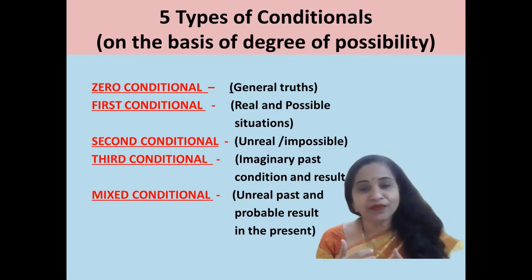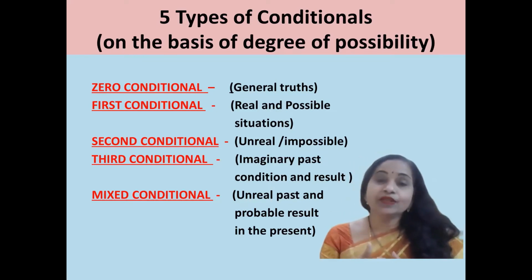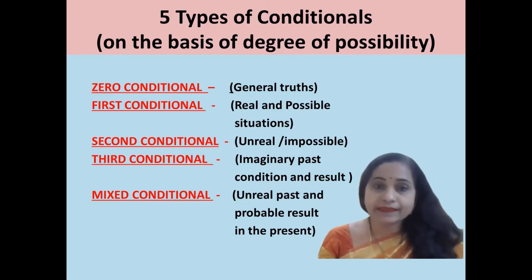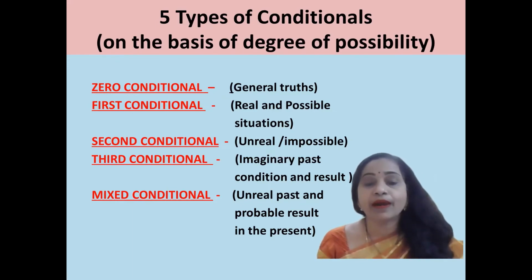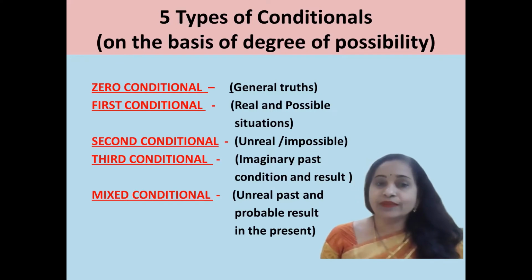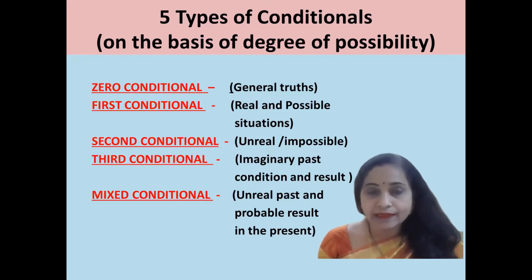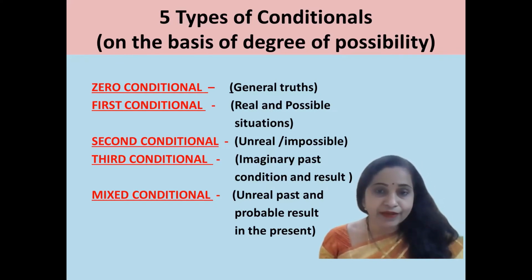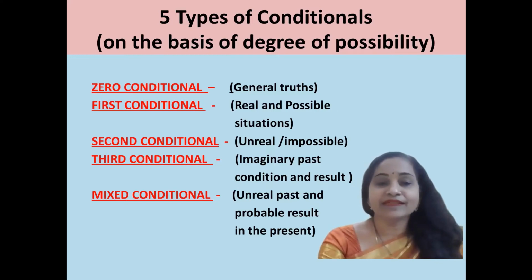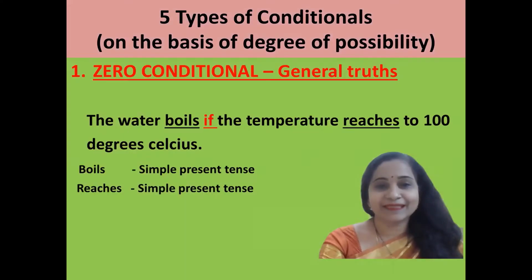So sometimes we go into an imagination. These sentences use the third conditional, and the last one is the mixed conditional, which talks about the unreal past and the possible result in the present. So these are the 5 important conditionals we have to understand thoroughly. Let us go into the examples and try to understand these conditionals.